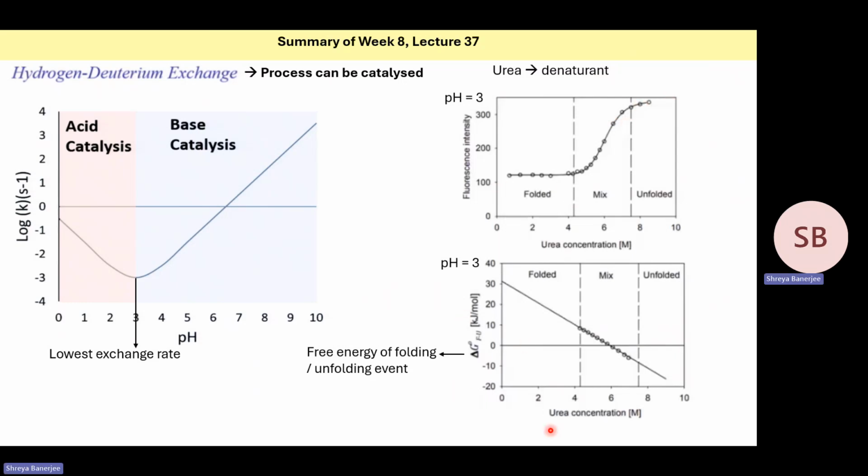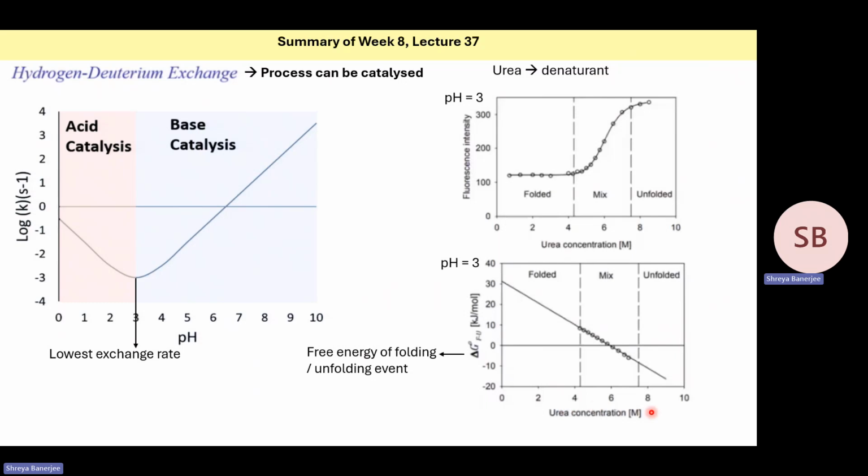You can also plot the urea concentration versus the delta G, that is the free energy of the folding or unfolding event. You can see when the protein is folded, then the delta G is high. That means it's very stable. So this delta G is actually folding minus unfolding. So the signs are opposite. But a high value of this delta G implies a very stable conformation. So the folded value is very high.